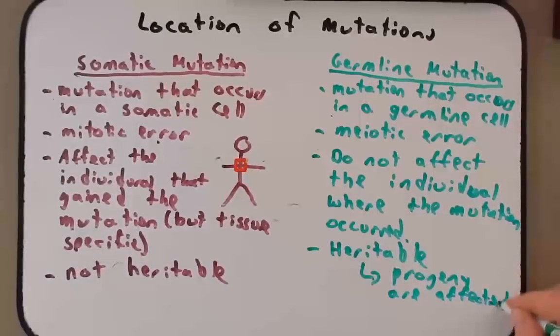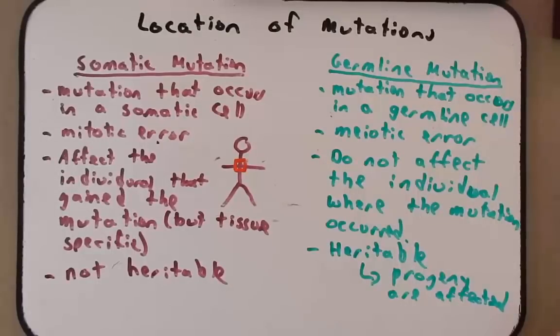It should also be noted that a mutation in a person's germline cells will be in every single cell of the next generation, or of their progeny. So somatic mutations are typically not good within the individual, but don't affect the progeny, whereas germline mutations are not typically bad for the individual, but do affect that next generation.